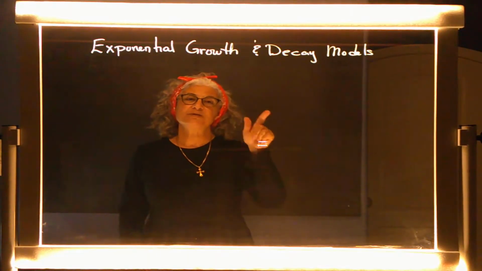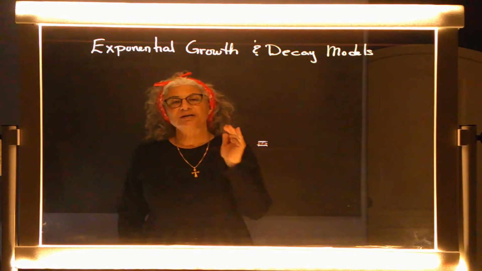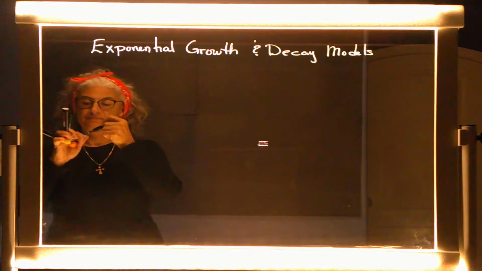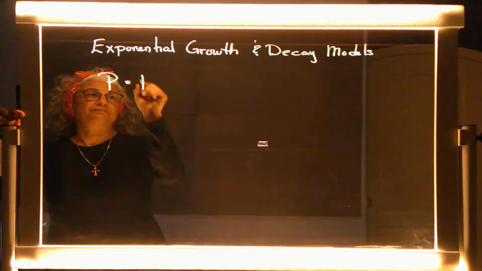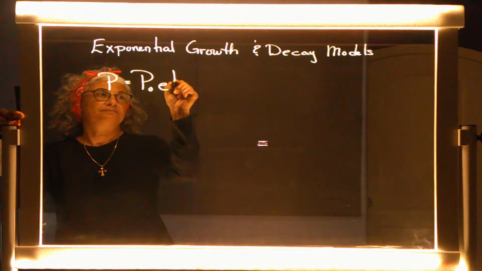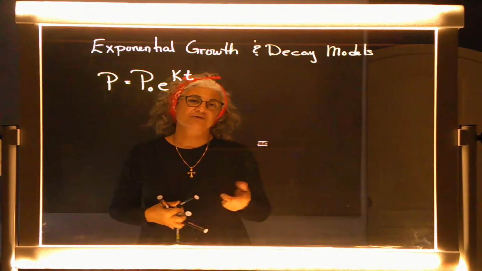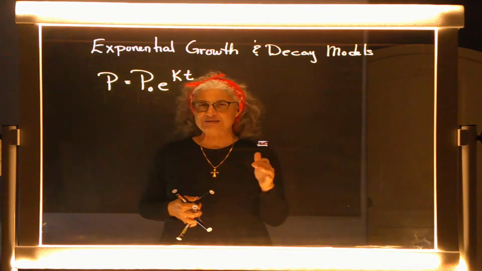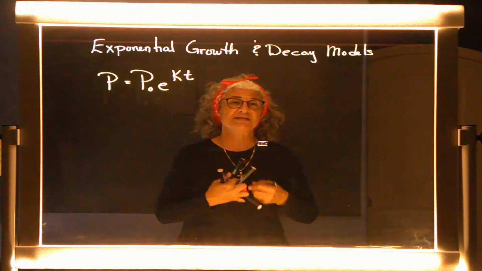Okay, so in this particular section, we're dealing with exponential growth and decay models. So let me give you what the generic model looks like. I'm hoping this model looks familiar. I'm hoping that you remember when we did the finance models, you're like, this looks a little familiar. I'm hoping it does. It should.